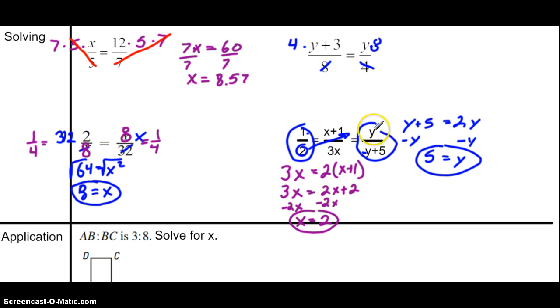If we wanted to plug this back in to make sure it worked, this would be 5 on top, and 5 plus 5, which is 10. 5 over 10, that's the same as the 3 over 6 we had before, or 1/2. So I found that x is 2 and y is 5.